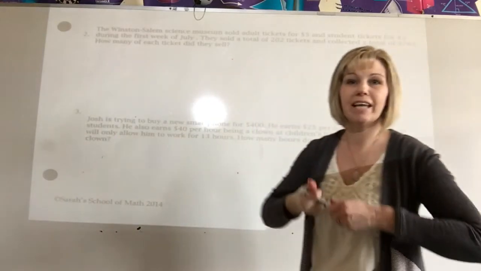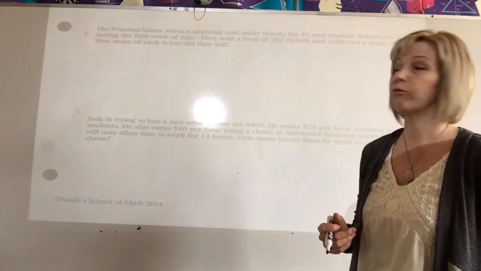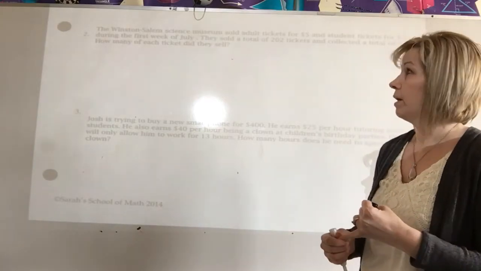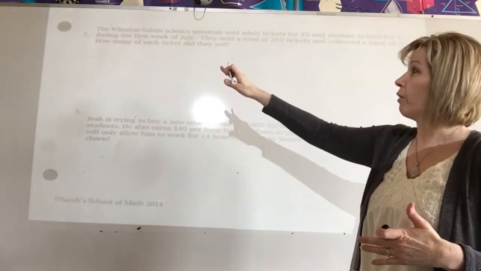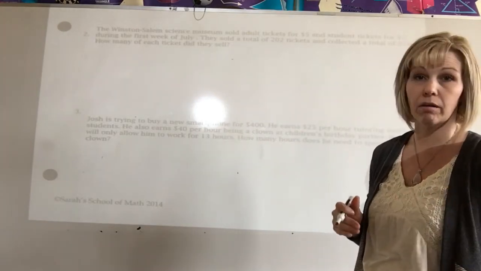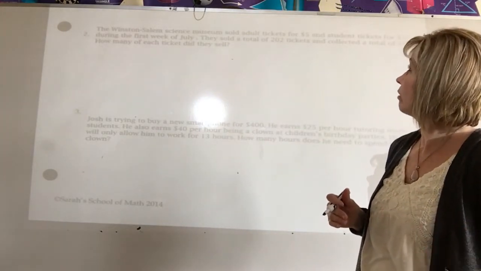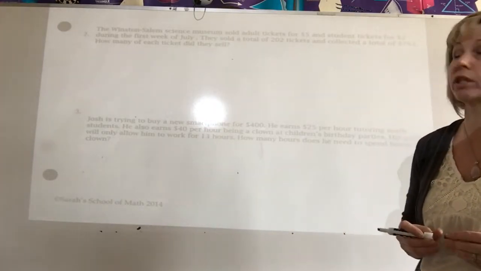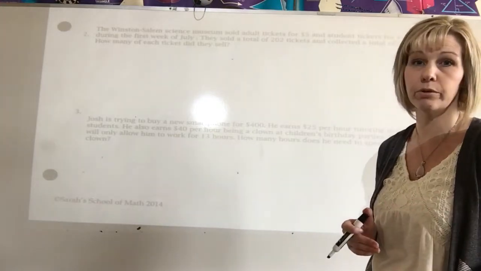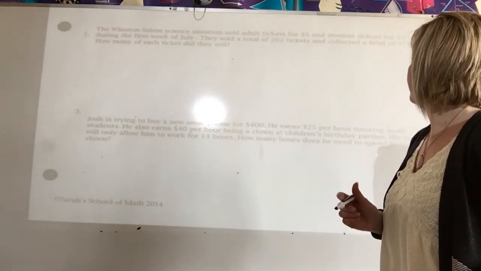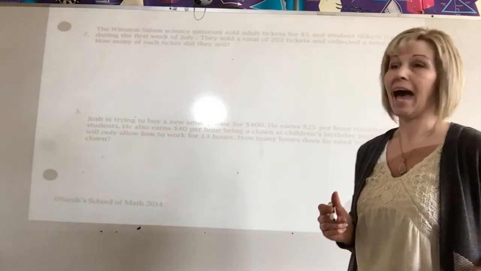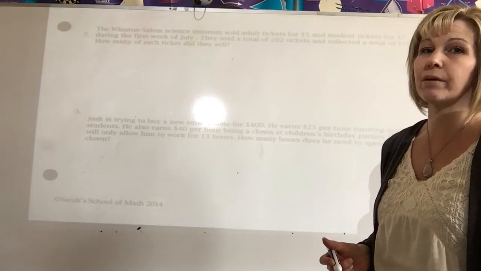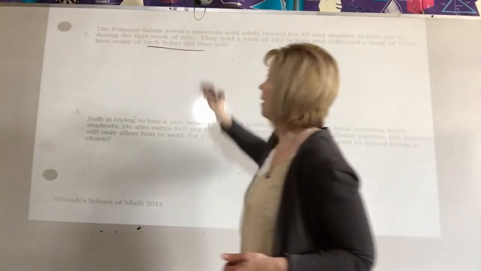Okay, so hopefully you've had time to read it. If you've read it, you're trying to figure out, okay, what is it they're trying to find? The Winston-Salem Science Museum sold adult tickets for $5 and student tickets for $2 during the first week of July. They sold a total of 202 tickets and they collected a total of $764. How many of each ticket did they sell? So what is it we're looking for? How many of each ticket?